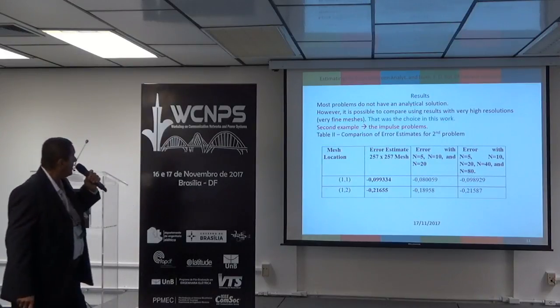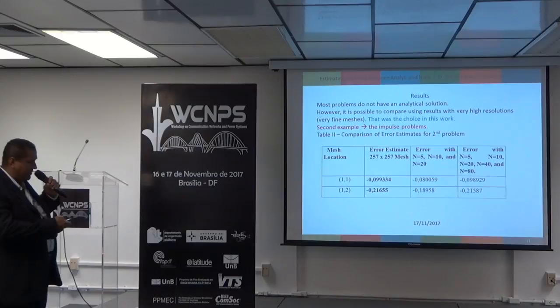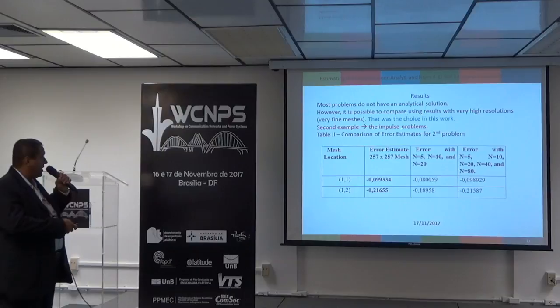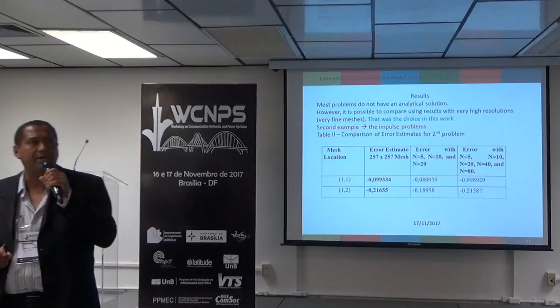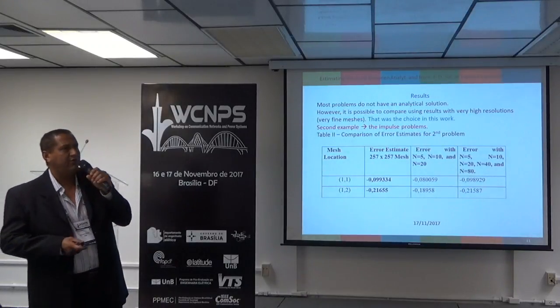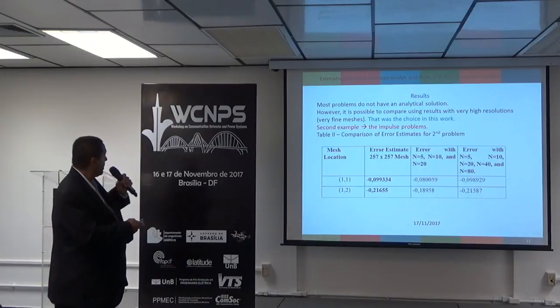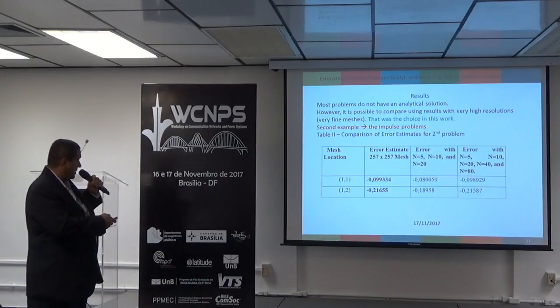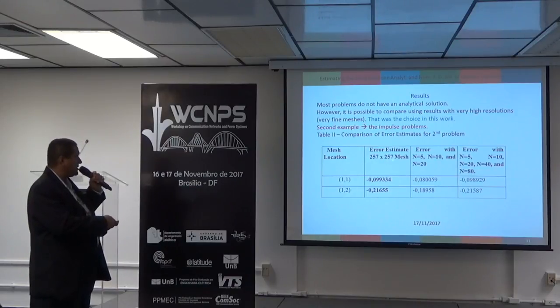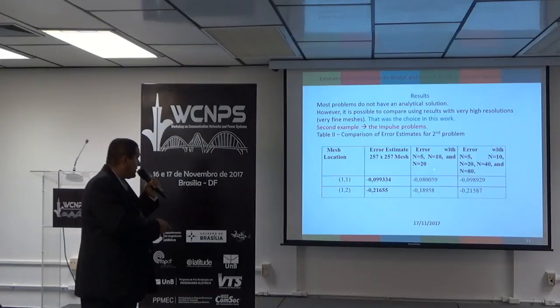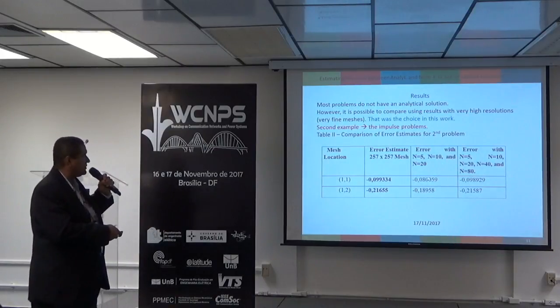In the second example, we have a problem of the impulse. Remember that for this problem, normally we don't have a closed solution. So we need to make some approximation. In the first column, we have a mesh divided in 255 by 255 grids. Using this quantity of simulation, we obtain this result.